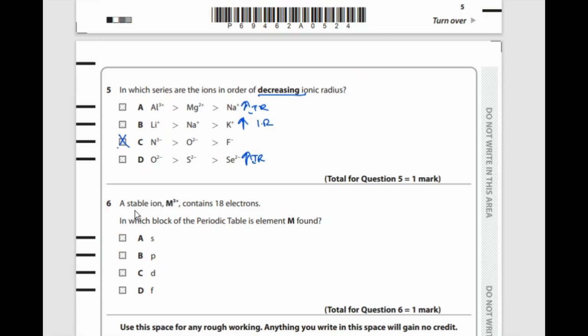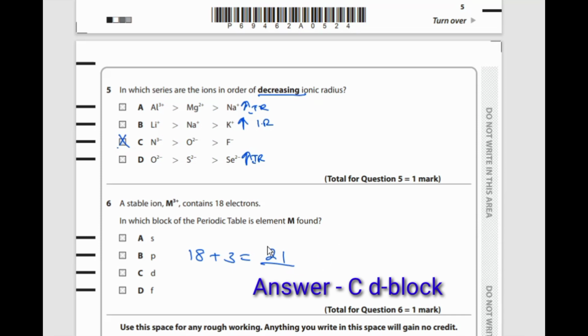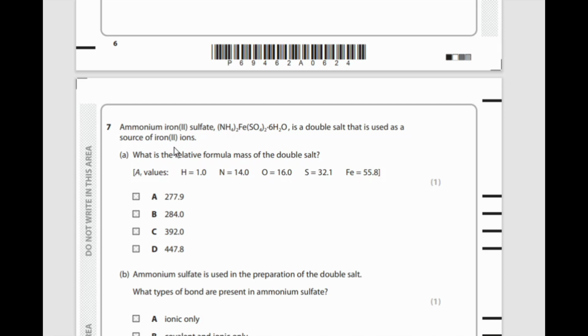Question 6, a stable ion contains 18 electrons. In which block of the periodic table is M found? So we are going to take 18 plus 3. It's going to give us 21. Using the periodic table, if you check with the blocks that we have. Question 7, ammonium iron(II) sulfate is a double salt that is used as a source of iron(II) ions. What is the relative formula mass of the double salt?